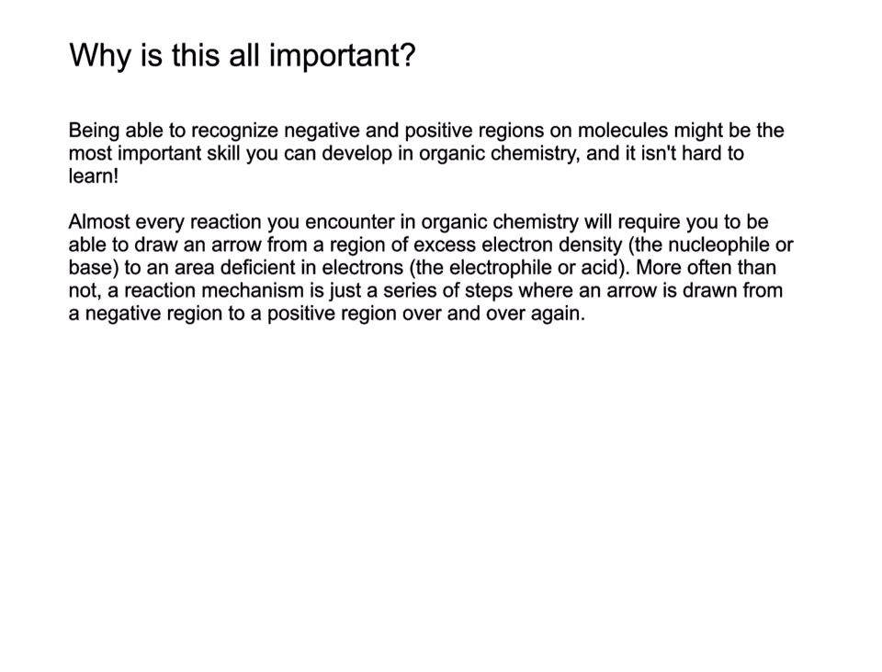Almost every single reaction that you encounter in organic chemistry 1 or 2 is going to require you to be able to draw an arrow from a region of excess electron density, the nucleophile or the base, to an area deficient in electrons, the electrophile or the acid. And more often than not, a reaction mechanism is just a series of steps where an arrow is drawn from a negative region to a positive region over and over again.